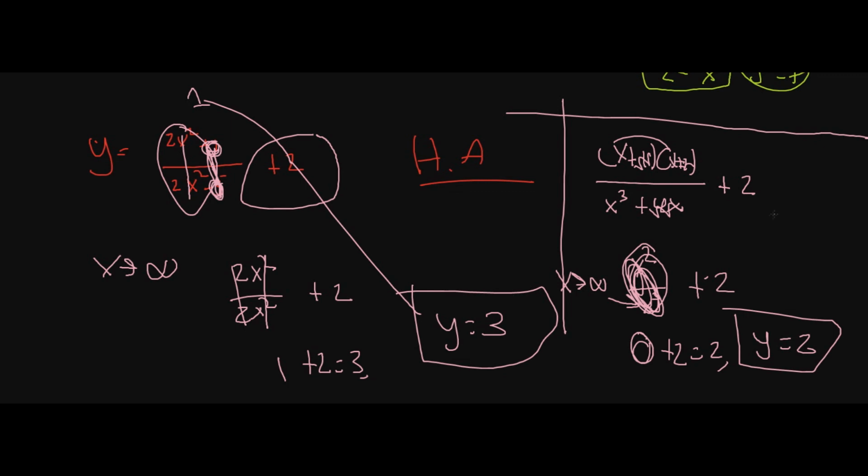All right, this is just two examples of horizontal asymptotes. We didn't really go over some kind of challenging ones, but that's kind of how you would go about doing it. Thank you.